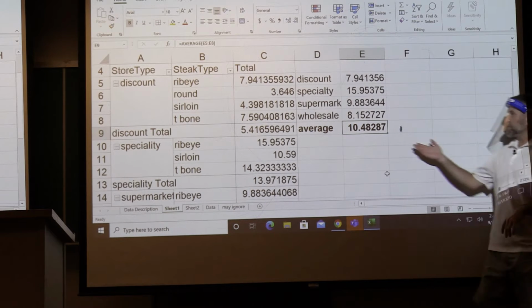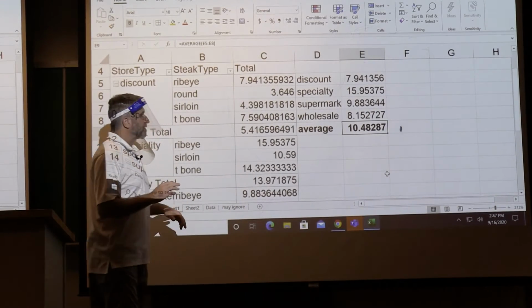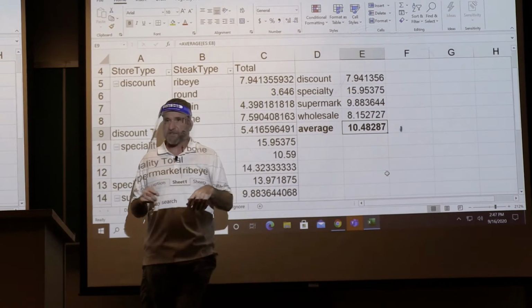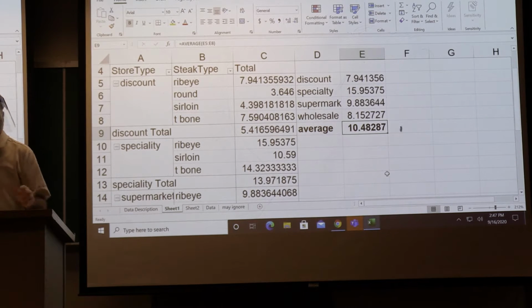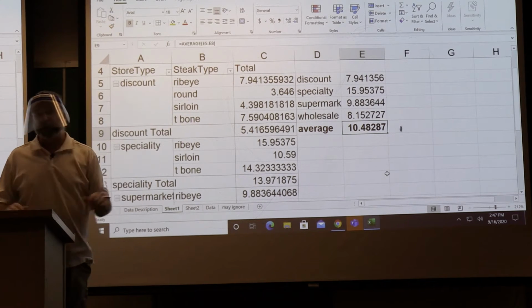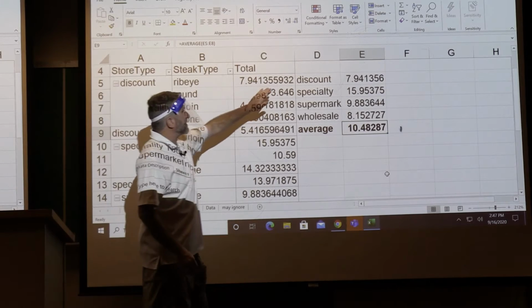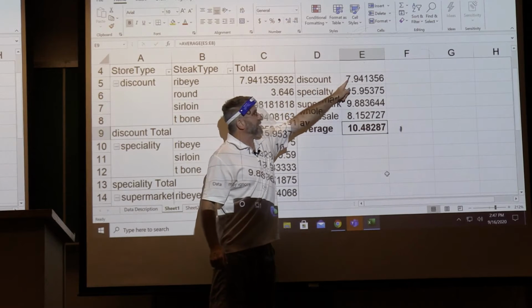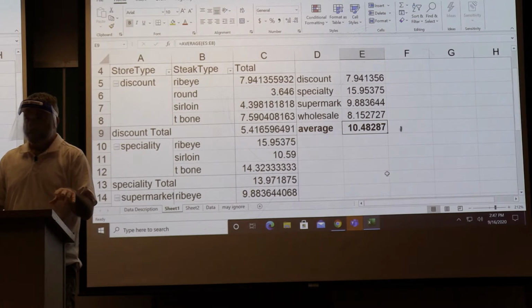The reason using this average of $10.48 as the average price of a ribeye would be wrong is that it counts this observation just as much as that observation. It's just doing an average of 4 numbers, right? But in reality, there may be 10,000 discount stores, but only 20 specialty stores. And so if there were 10,000 discount stores and only 20 specialty stores, that number should really count a lot more in the average. Does that make sense?